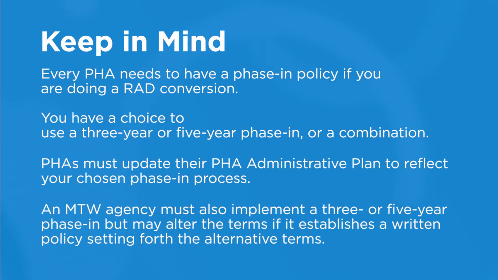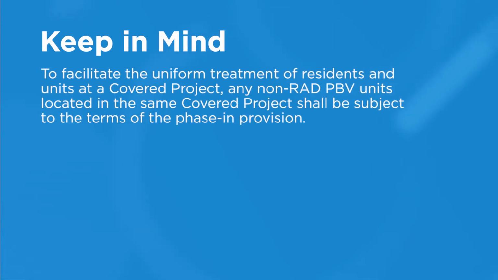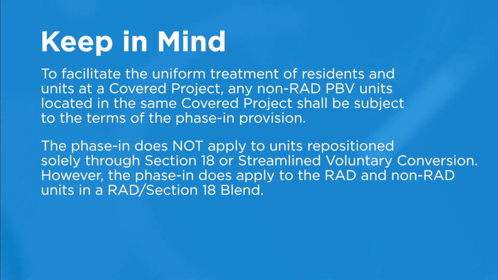An MTW agency must also implement a 3- or 5-year phase-in, but may alter the terms if it establishes a written policy setting forth the alternative terms. To facilitate the uniform treatment of residents and units at a covered project, any non-RAD PBV units located in the same covered project shall be subject to the terms of the phase-in provision. The phase-in does not apply to units repositioned solely through Section 18 or streamlined voluntary conversion. However, the phase-in does apply to the RAD and non-RAD units in a RAD Section 18 blend.